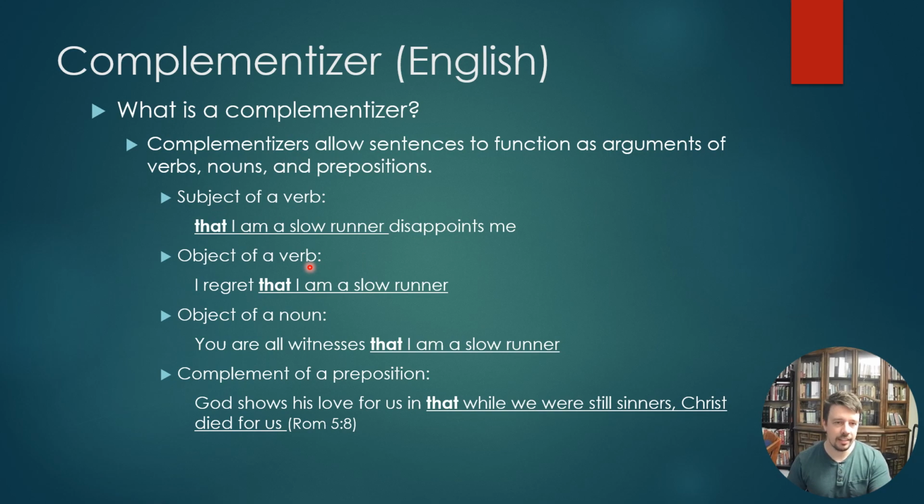We also see that it can introduce a sentence as the object of a verb. So, I regret that I am a slow runner. The sentence, I am a slow runner, is what I regret.